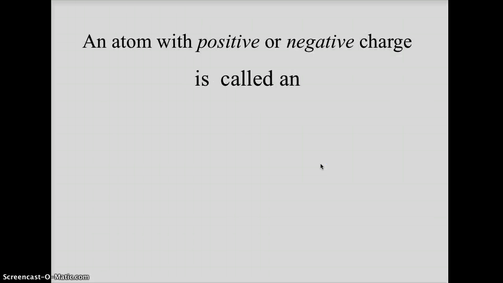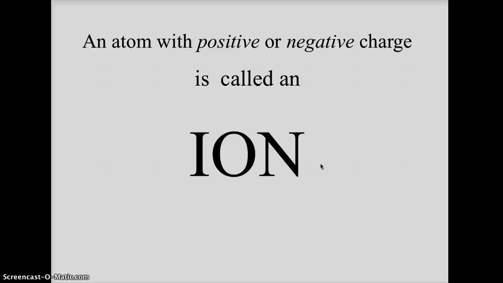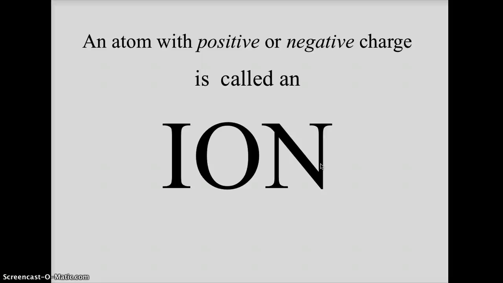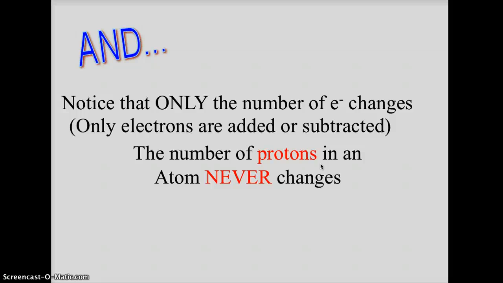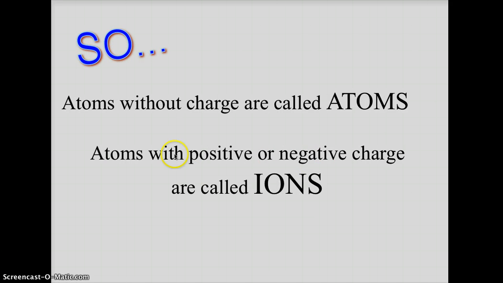Okay, just to recap, an atom with a positive or negative charge is called an ion. And atoms that have no charge are simply called atoms. If the atom has a positive or negative charge, it's considered an ion. So again, an atom with no charge is called an atom. An atom with a charge, either positive or negative, is called an ion.